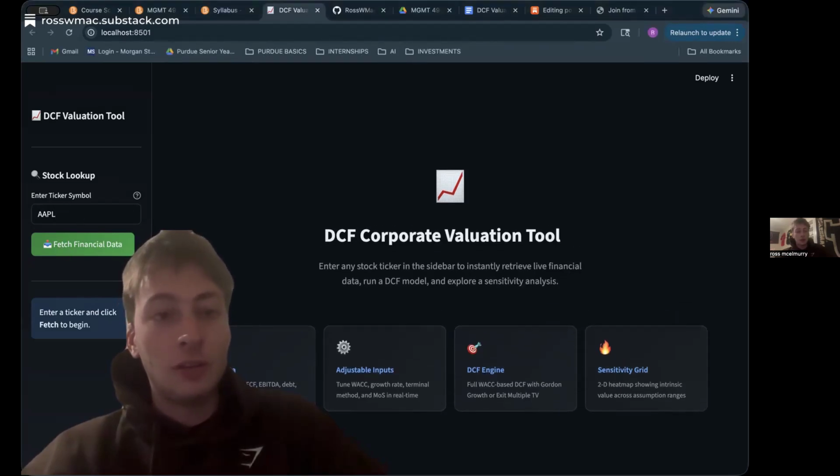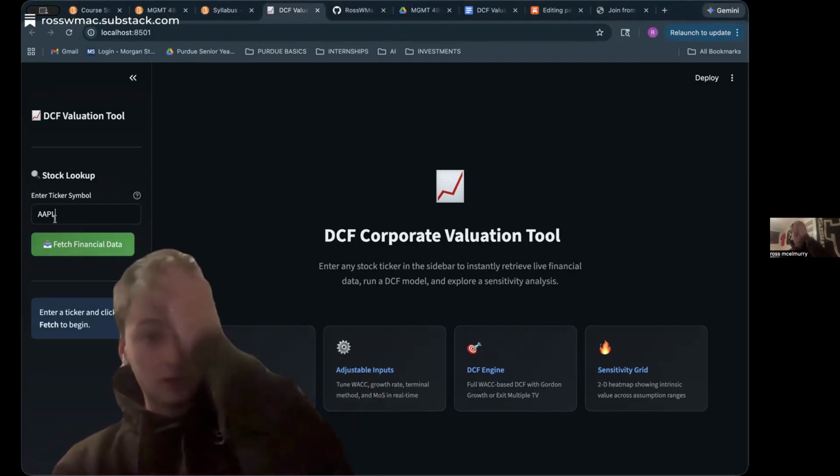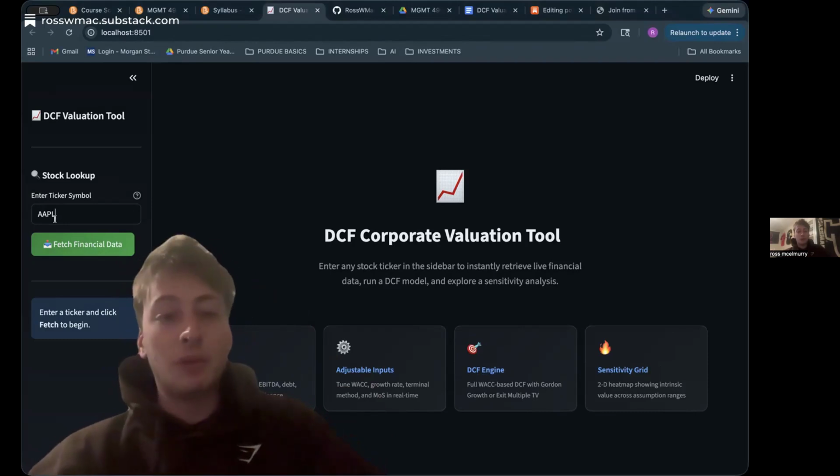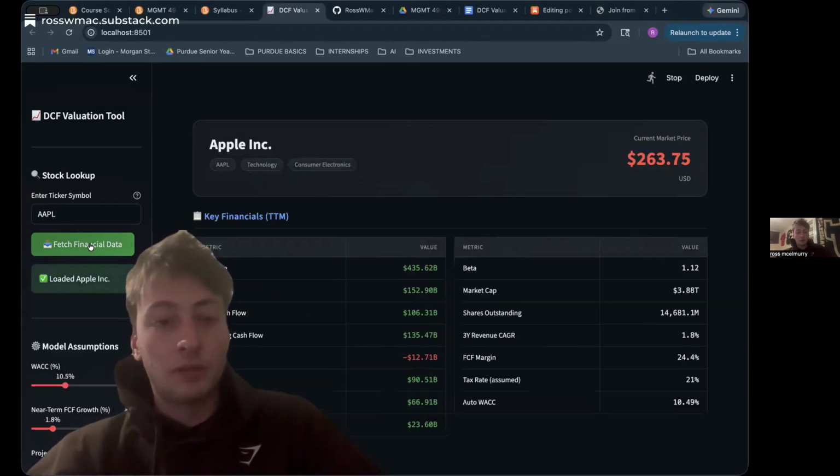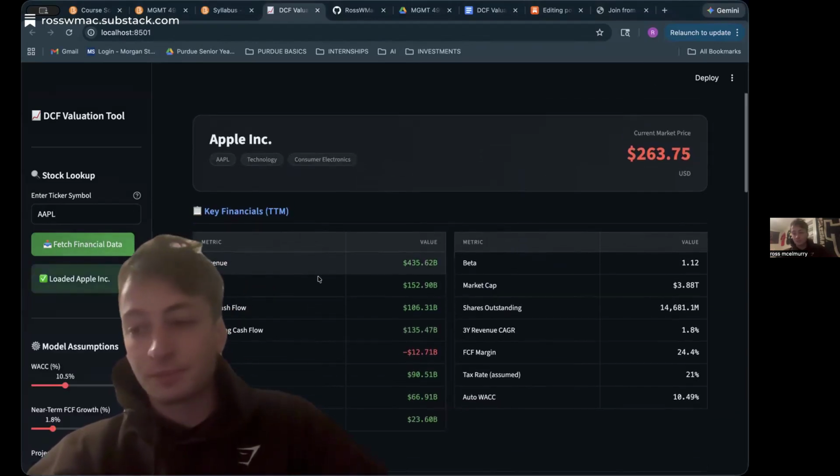So right here, you can enter your ticker symbol. We're going to go ahead and just do Apple, auto-filled. Everyone's pretty aware of what Apple does and who they are, so this is a pretty easy one. We're going to go ahead and press the Fetch Financial Data button.